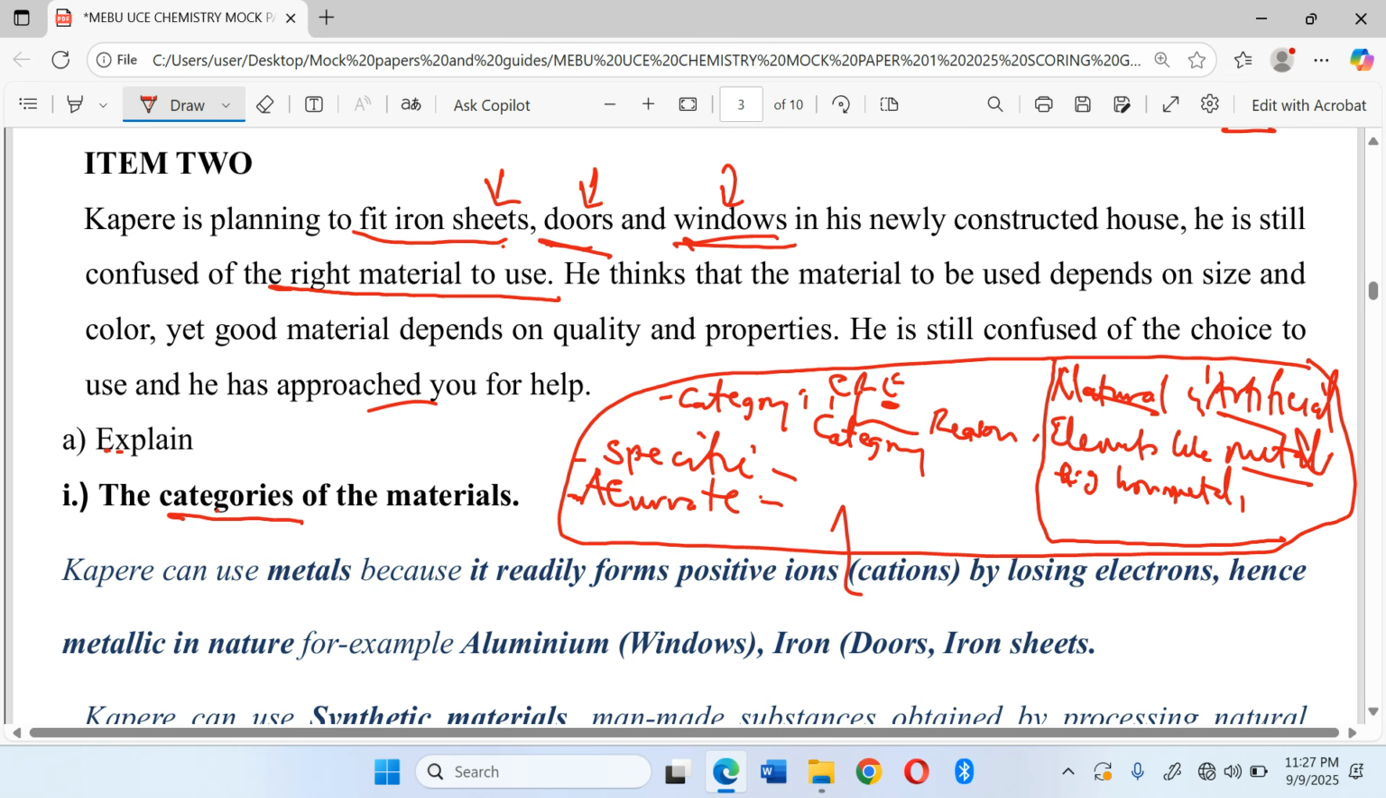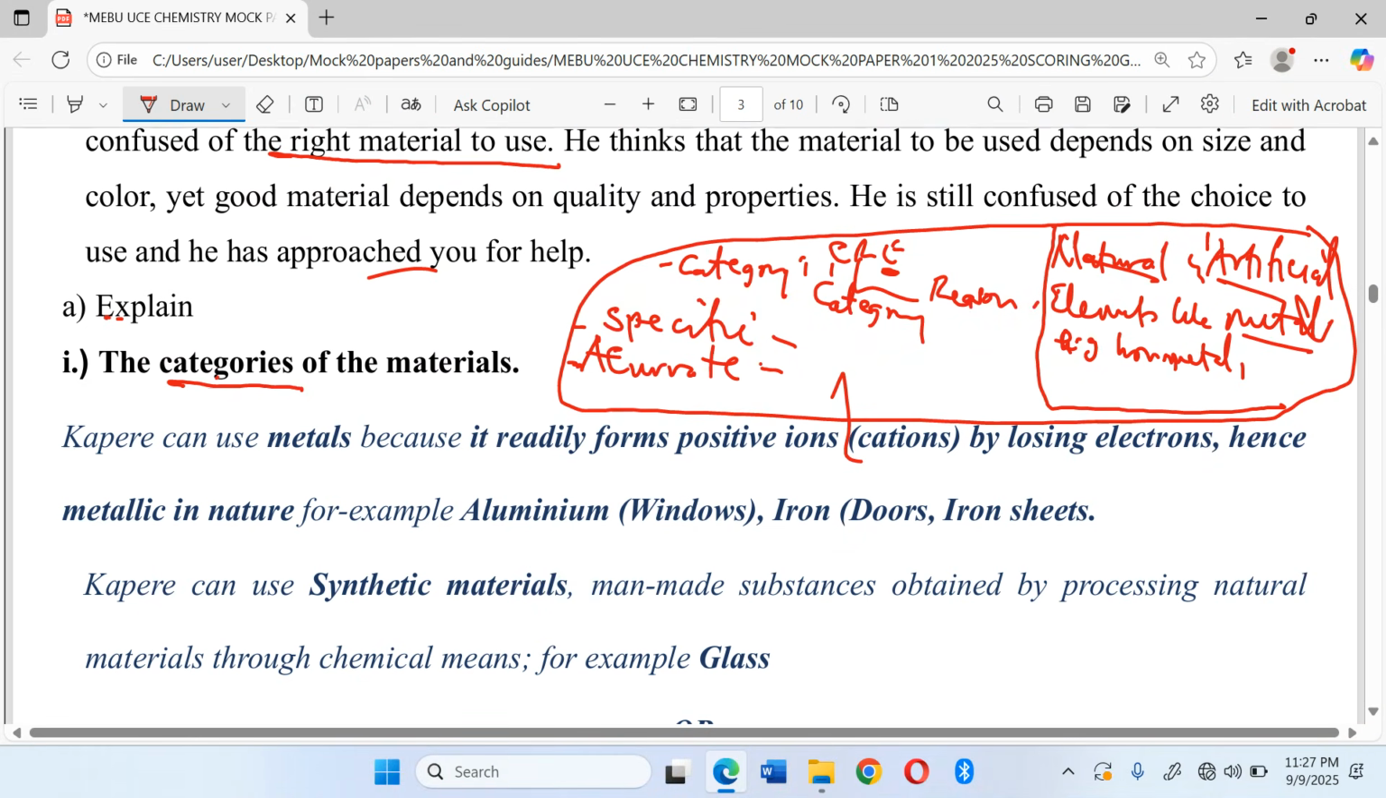If it were you, what could you have put, especially in this area of item 2? So let's see. Capelli can use metals. So I started with these metals, and you get a score because you're saying the category, which is the metals. Now, what are we saying when we say that you need to be very specific? You're specific of who is choosing the material, Capelli.